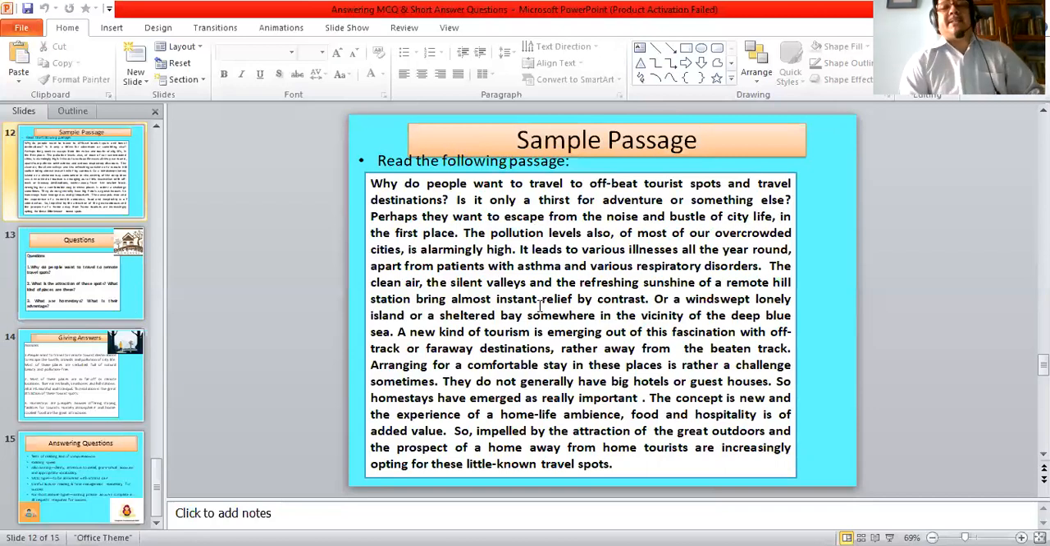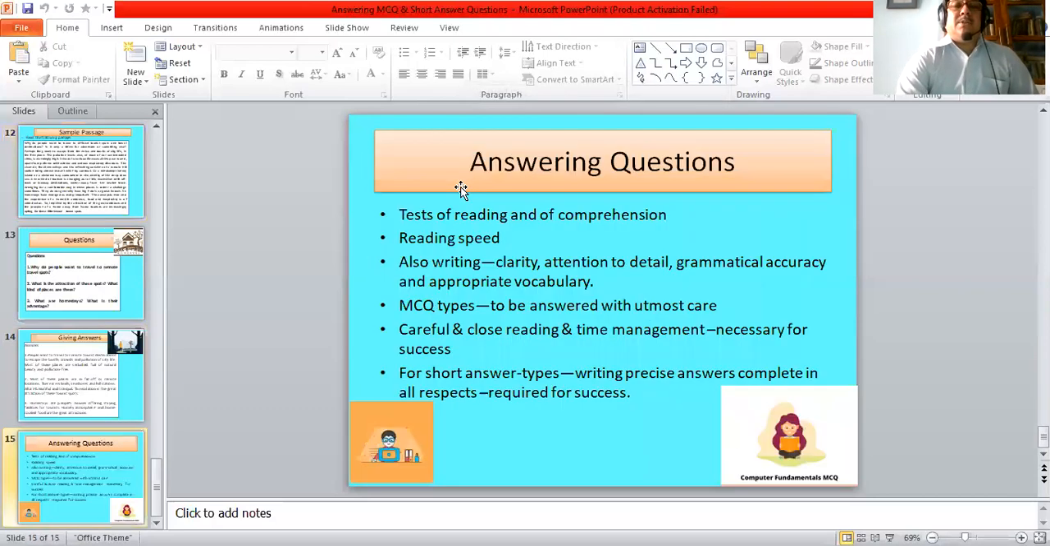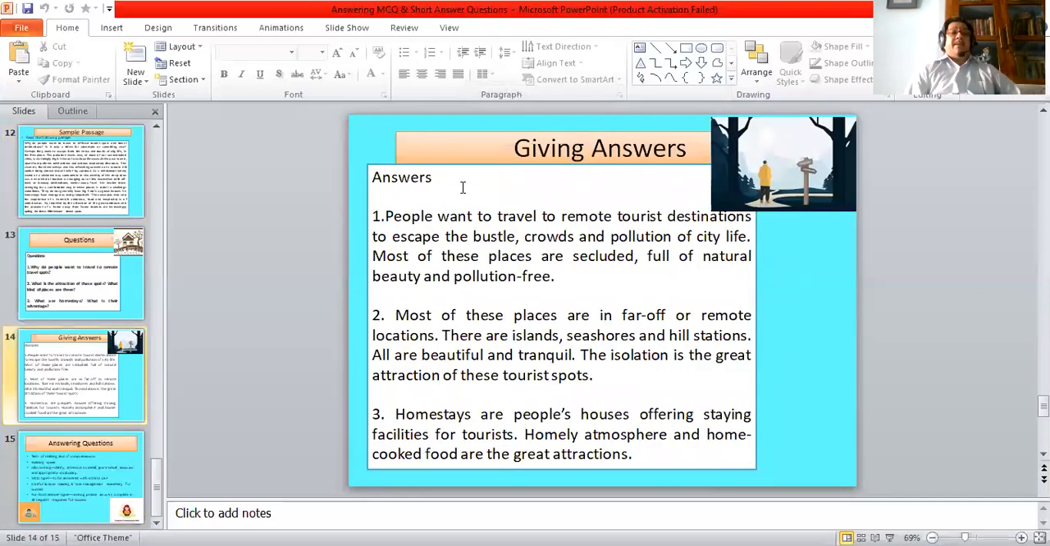Okay, so what is the passage about? The passage is about people's fascination with little known travel destinations or travel destinations in remote places nowadays, which are not only far away from the cities and towns, but they are also away from the general tourist spots, which have a lot of crowd and bustle. So, what are the questions from this passage?